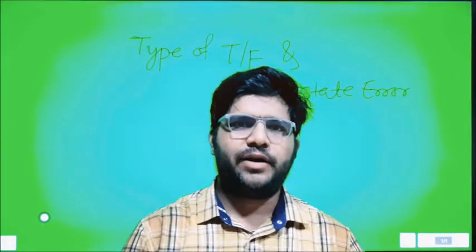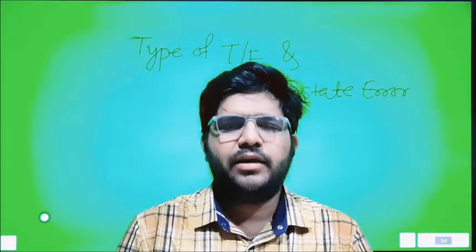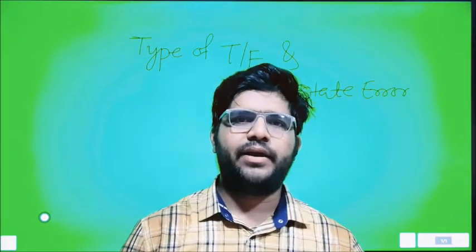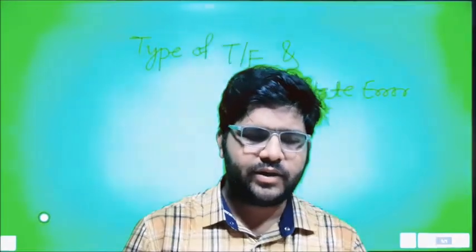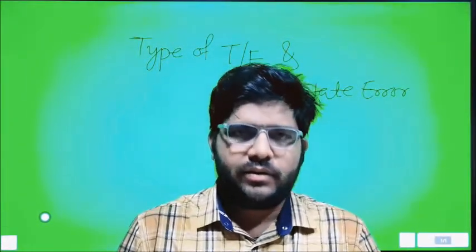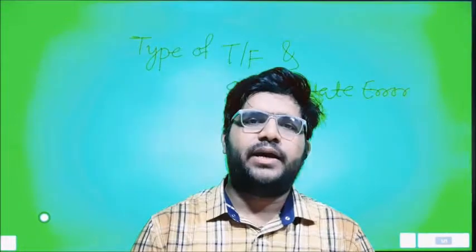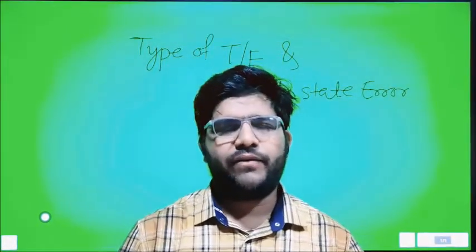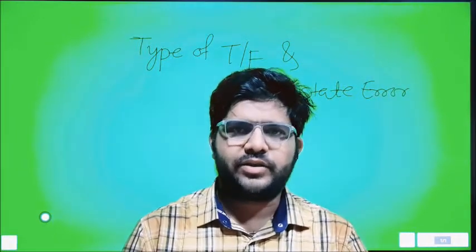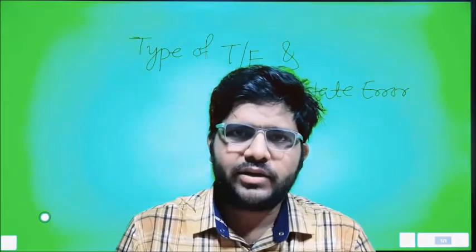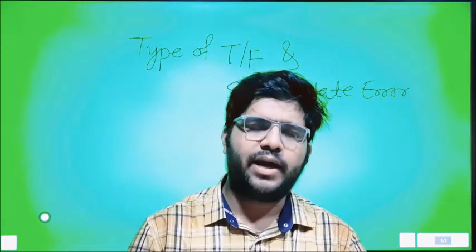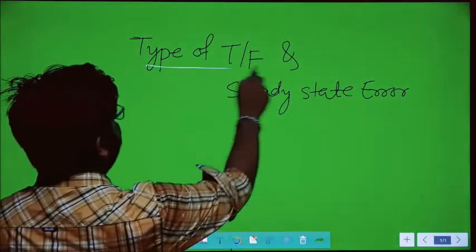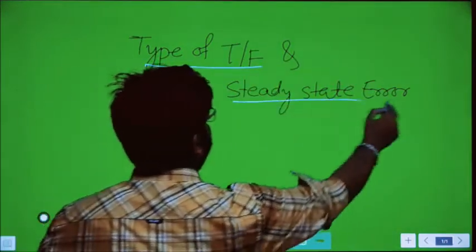Last video we studied the steady state error and arranged three different equations: steady state error for unit step input, steady state error for ramp input and steady state error for parabolic input. From these three kinds of input we found three different constants, that is Kp, Kv, Ka, or you can say positional error constant, velocity error constant and acceleration error constant. Today we will study the type of transfer function and steady state error.